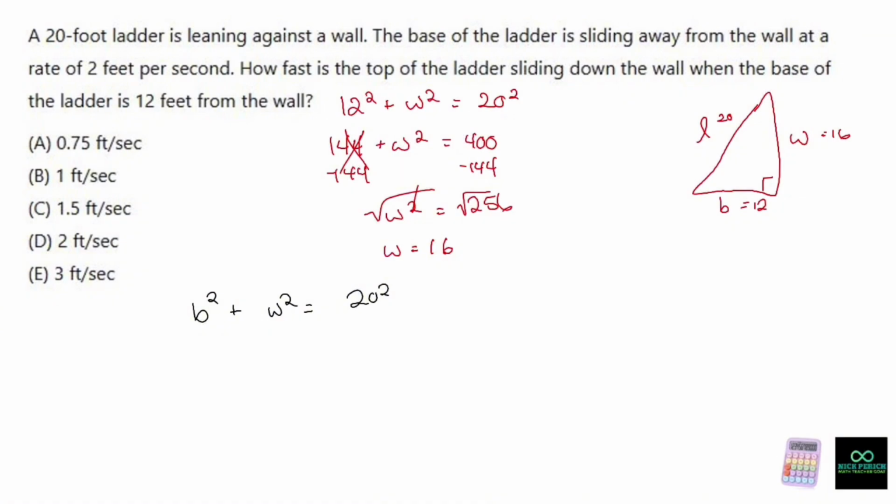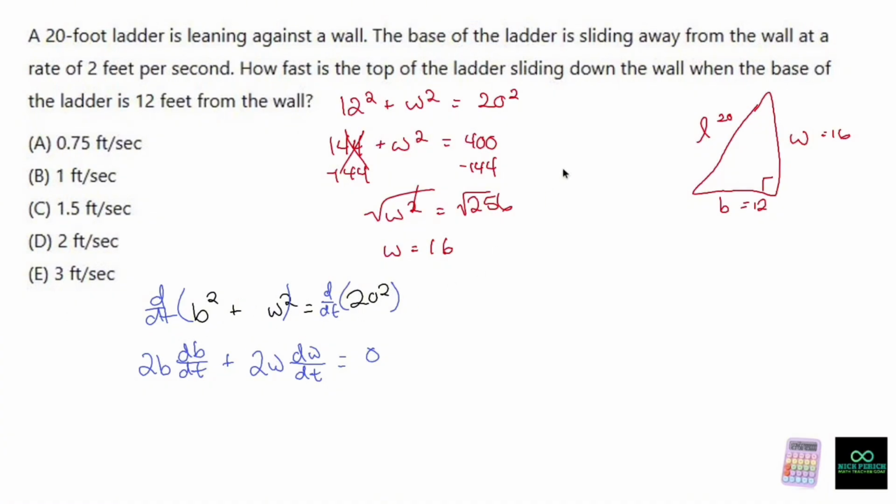Okay, now what we're going to do is we're going to d/dt both sides. Take the derivative with respect to time. So d/dt, d/dt. That leaves us with the derivative of b squared, which is 2b, with respect to t is db/dt, plus the derivative of w squared is going to be 2w dw/dt. That's going to equal 0, because the derivative of a number is 0. Okay?